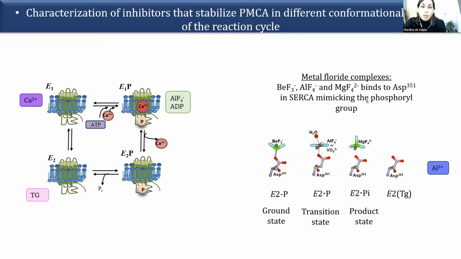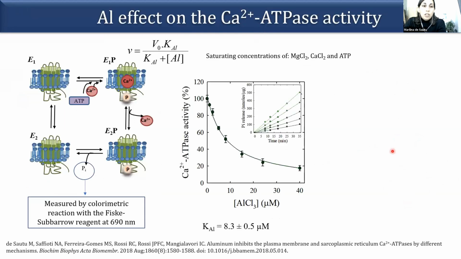We found that metal fluoride complexes also inhibit PMCA, but aluminum alone, in absence of fluoride, also inhibits PMCA and was not characterized before. So we can measure the activity of this purified protein by measuring the phosphate release by time by a colorimetric reaction.